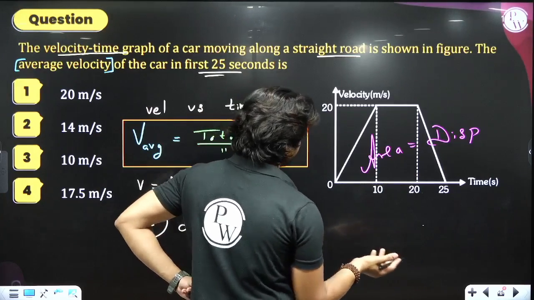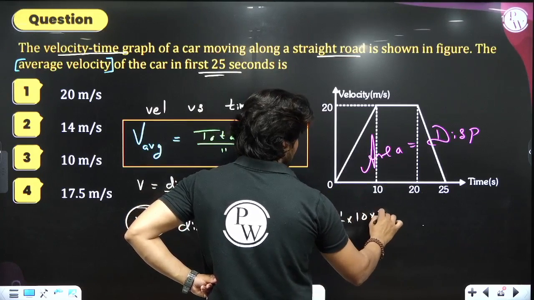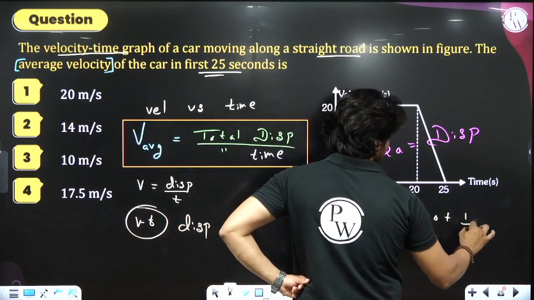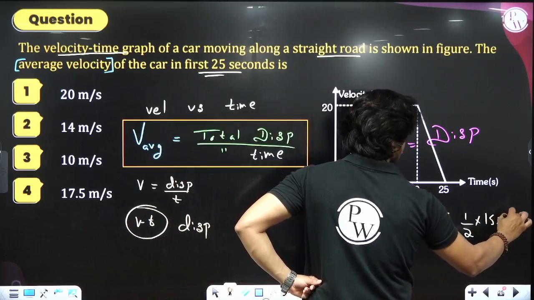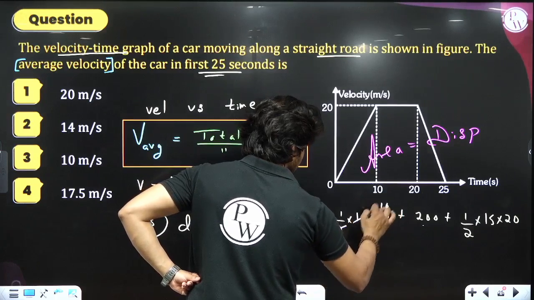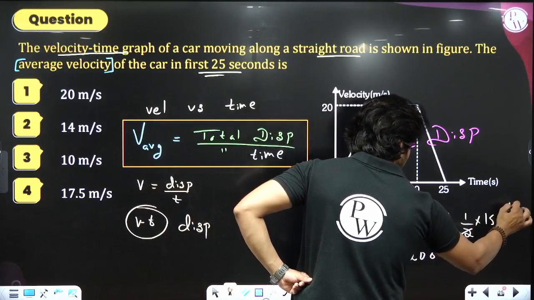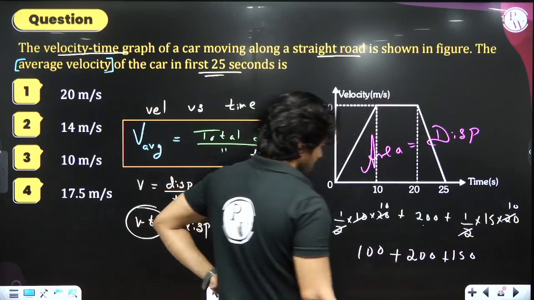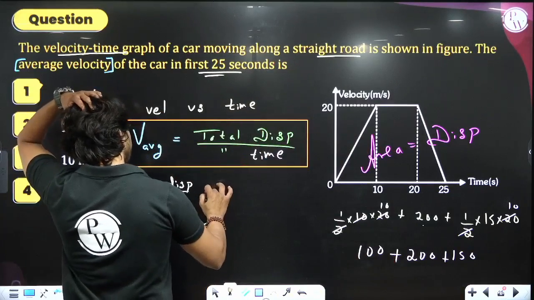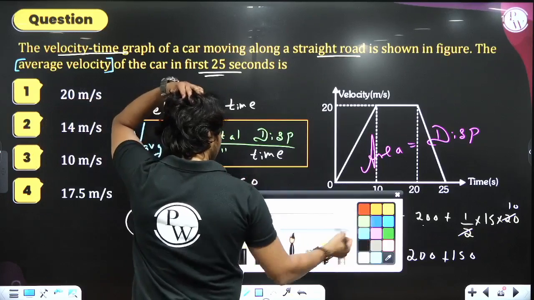How much is this area? Area of this triangle, half into base into height, plus area of this rectangle, 10 into 20, 200, plus half into base into height. What are we left with? This is 100, plus 200, plus 150. That means 350 plus 100, that's 450. This is the displacement, 450 divided by 25.